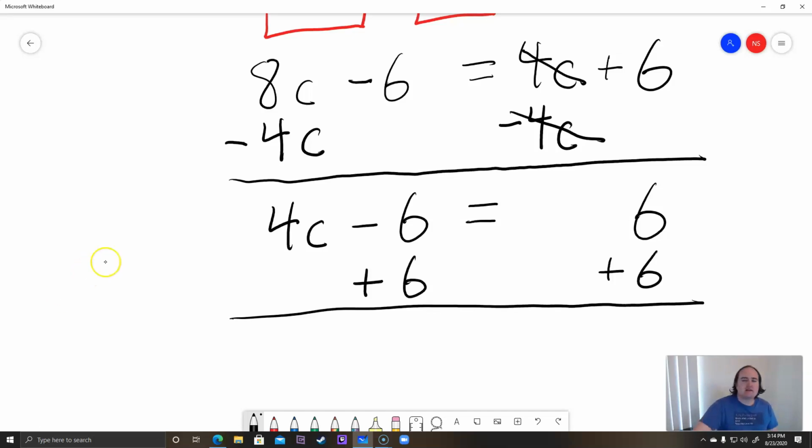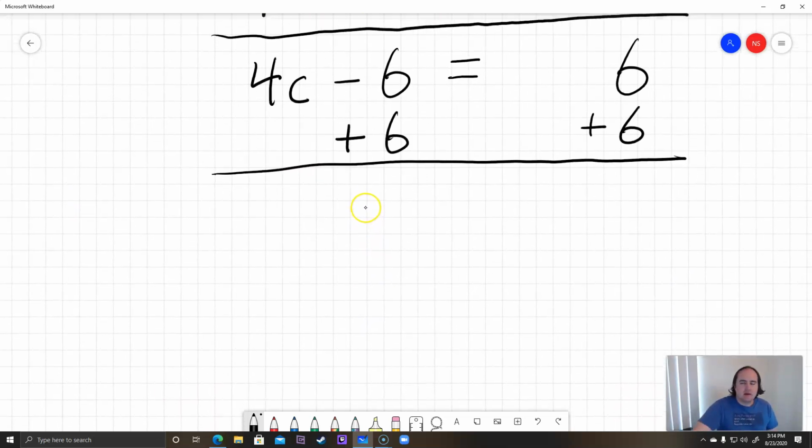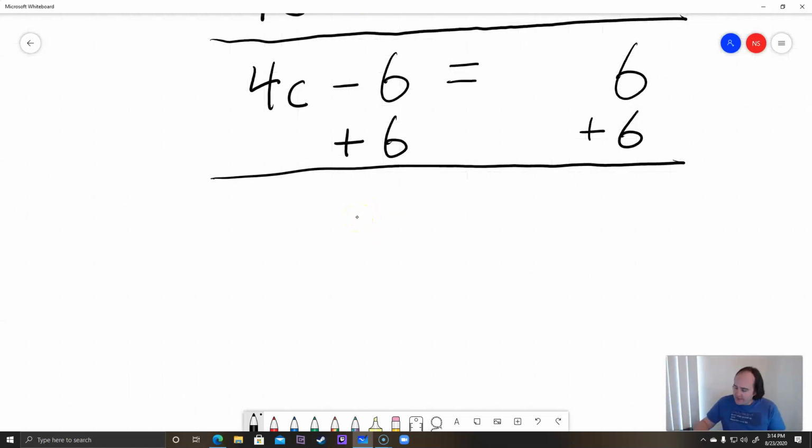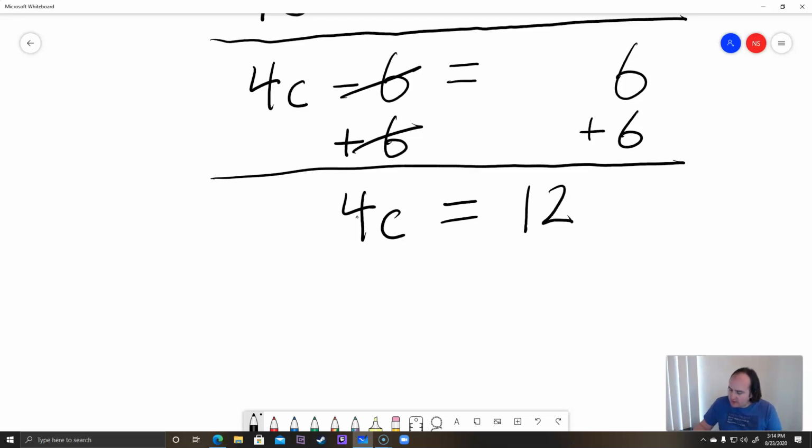Okay, so when we add 6 to both sides, what are we going to get here? On the left side, the negative 6 and the positive 6 cancel, and we just get 4c. And then on the right side, 6 plus 6 is actually 12. So we should have 4c equals 12.